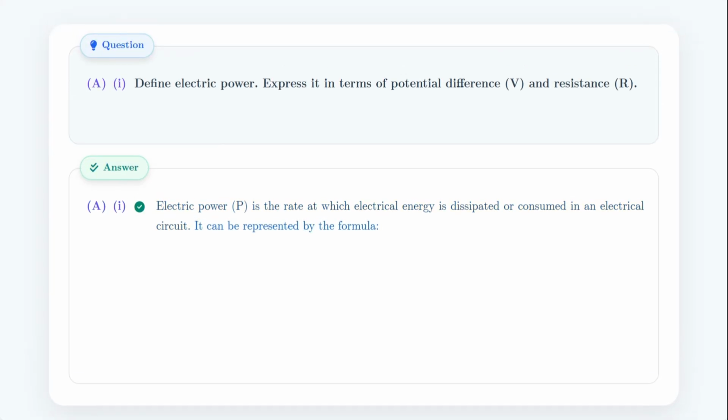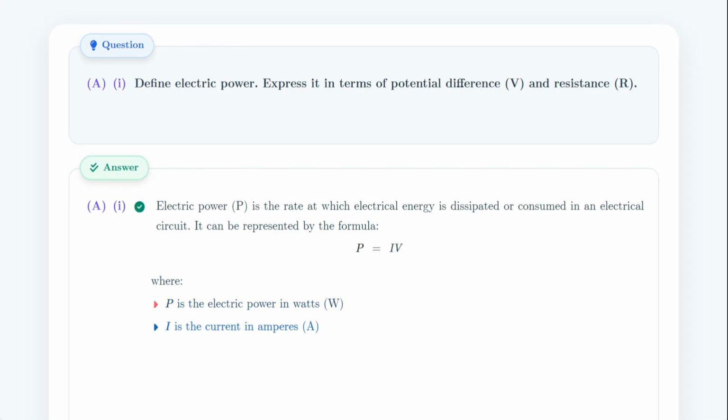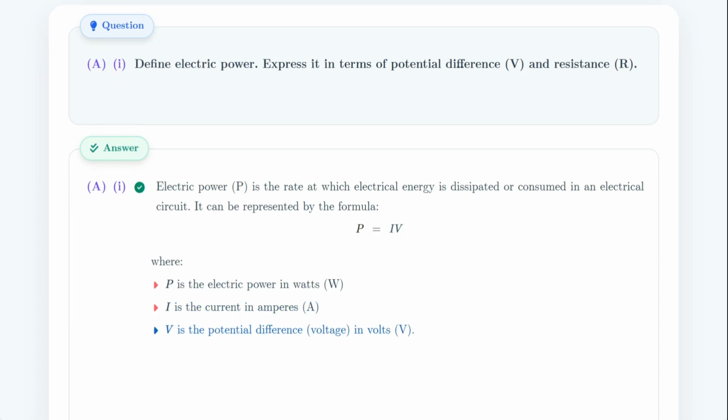It can be represented by the formula. Power P equals current I multiplied by voltage V. Let's quickly review the units. P is the electric power in watts. I is the current in amperes. And V is the potential difference measured in volts.